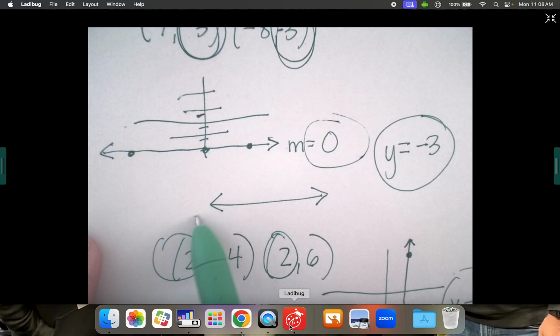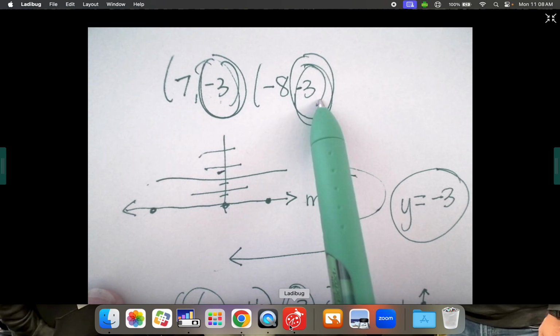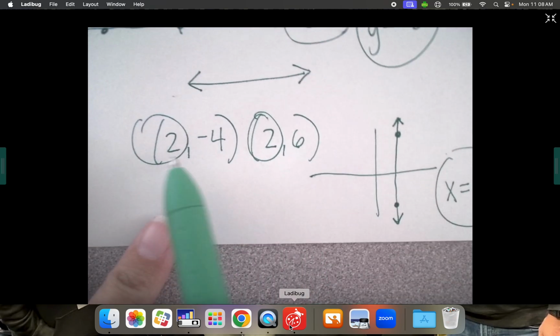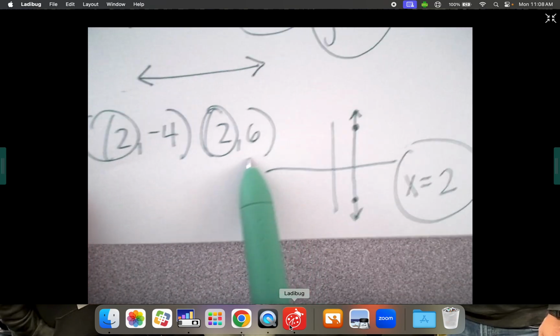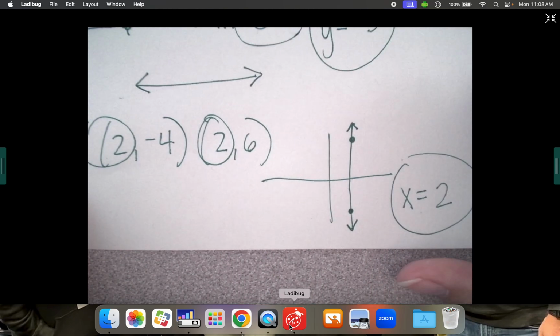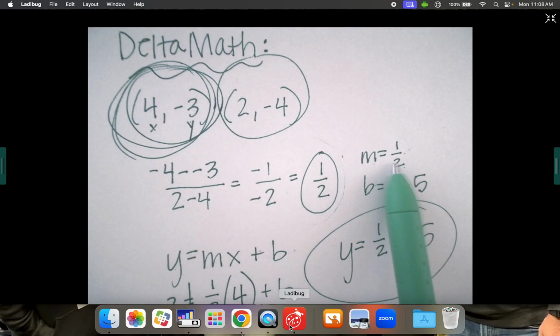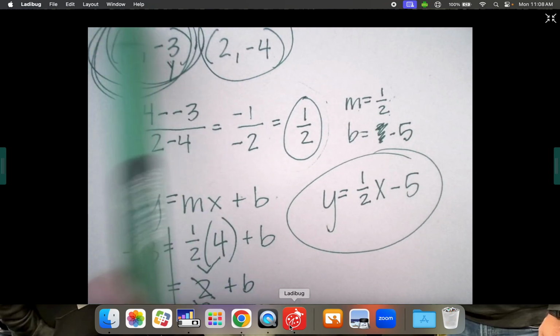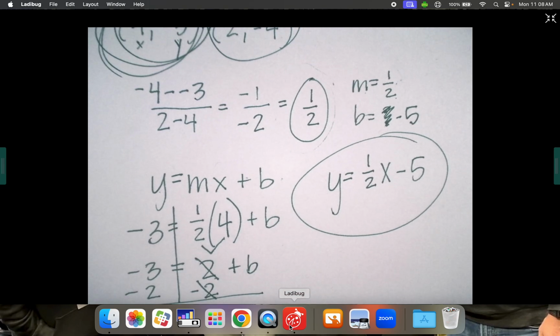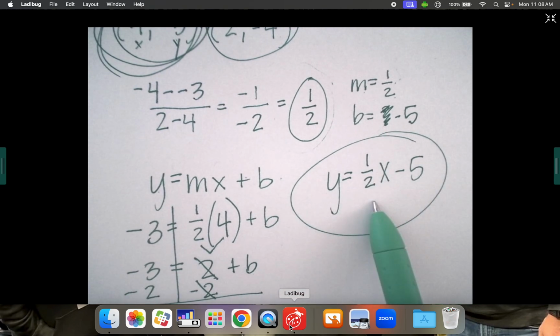So if it is horizontal, it's a y equals whatever your y is. If it's vertical, it's an x equals whatever your x is. And if it's a diagonal, you're going to have to actually calculate it out. Find your m, borrow an ordered pair to plug it in to find your b, and then put it all together when you have your m and your b.